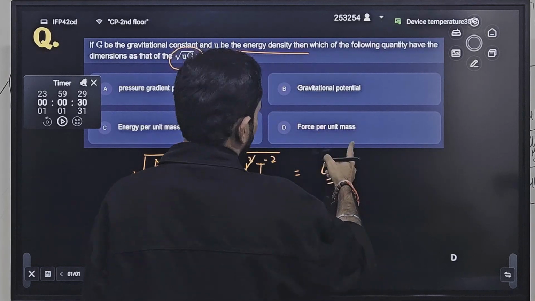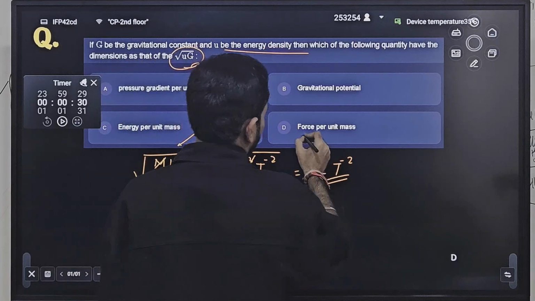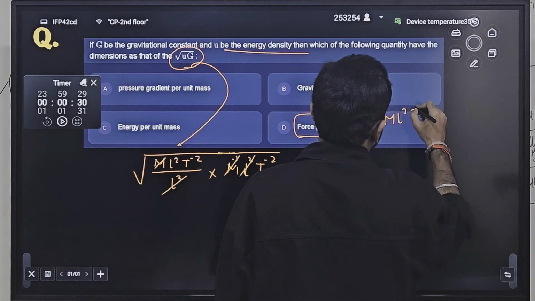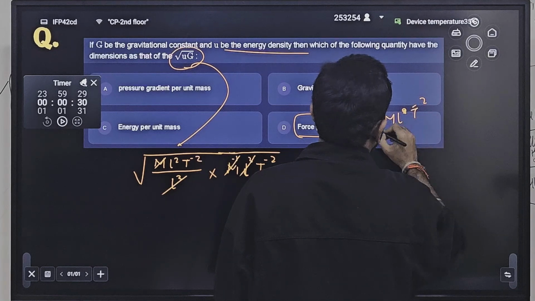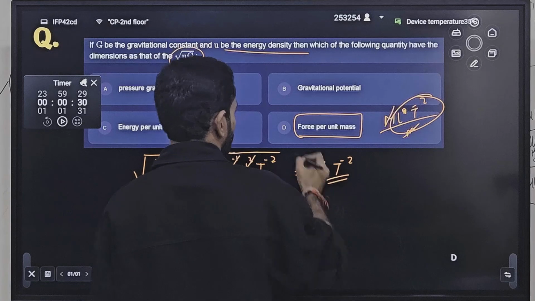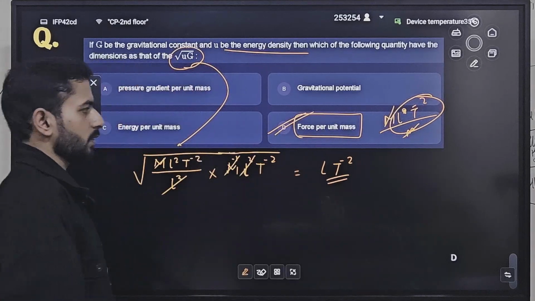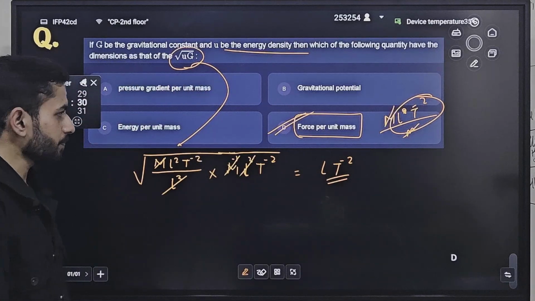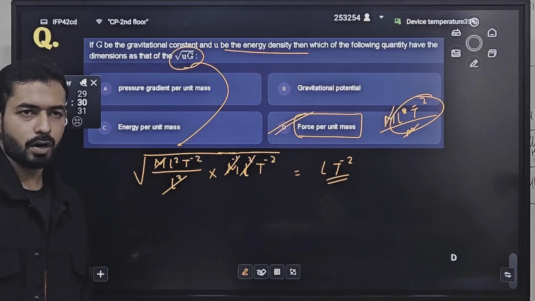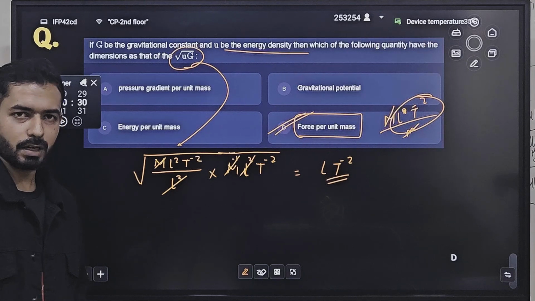Which quantity is this giving you? Can you say force per unit mass? Because force is M L T minus 2, divided by mass, that is L T minus 2. Which option is correct? B option is correct. Any doubt? If you have any doubt, you can drop it in the comment section. We will check.